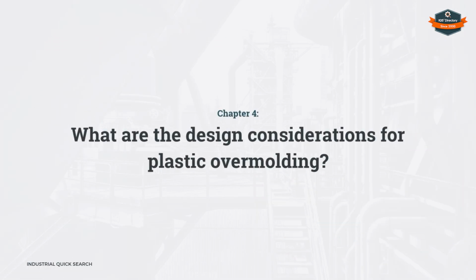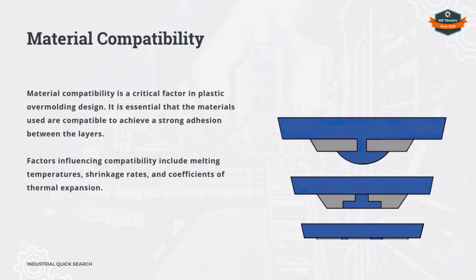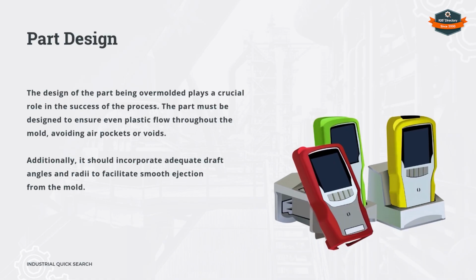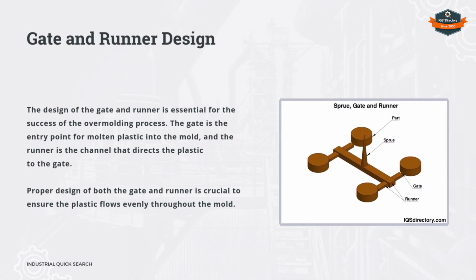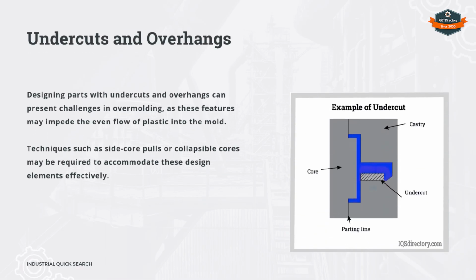Chapter 4. What are the design considerations for plastic overmolding? Material compatibility. Part design. Gate and runner design. Wall thickness. Undercuts and overhangs.